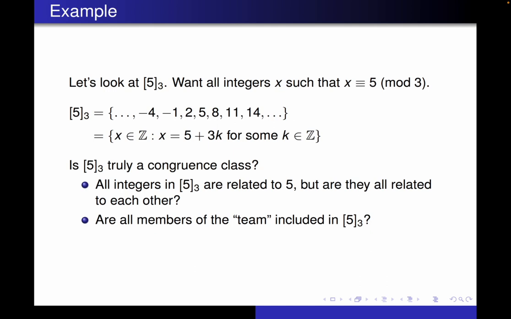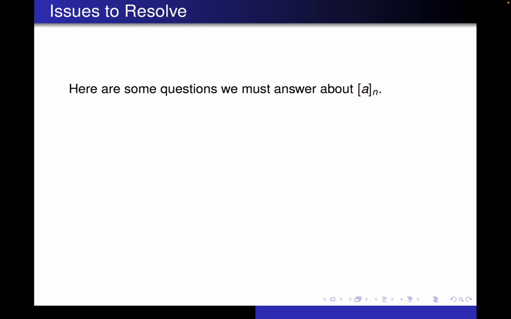Are all the members of the team included in bracket 5? In other words, we've got a lot of numbers that are congruent to 5, and presumably we've done the first bullet, so we've proven that they're congruent to each other. Are there any other integers that we're leaving out of our list? And just in general, there are some more issues that we're going to resolve about bracket A sub n. Once we have found the congruence classes and verified that they're actually the entire team and they're all related to each other, we have some additional questions to ask about these congruence classes as well.